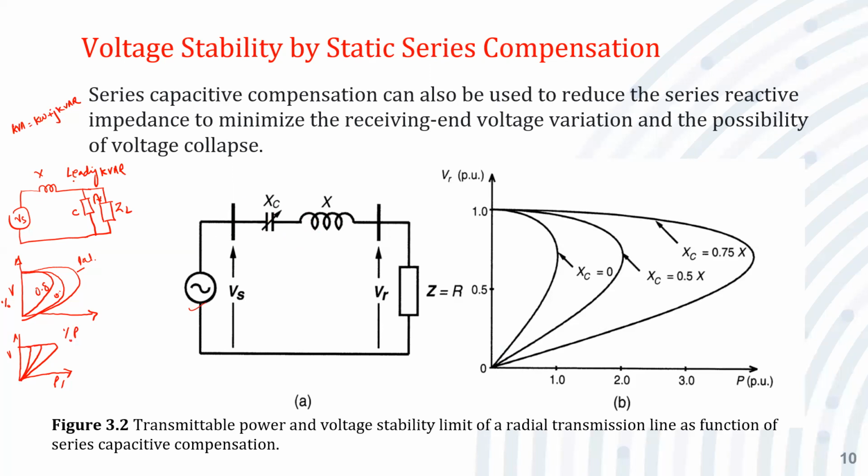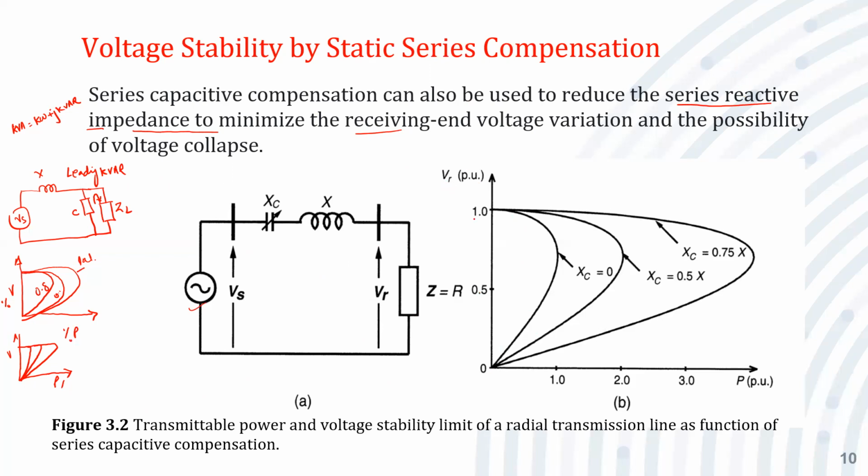Here the reactive power is supplied by the shunt compensation. Here the series compensation is going to minimize the series reactive impedance. This is important. It is going to reduce the series reactive impedance to minimize the receiving end voltage variation. So here, if you just see the figure, the same variation we have, the same relation we are going to discuss.